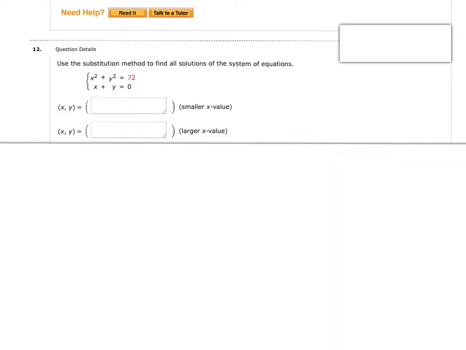All right, next up here, this one I would use substitution again. I would say x equals negative y, so I could do y equals negative x. Either way, it doesn't really matter. So I'm going to go ahead and plug that back in, and then it really turns into the same idea as the previous question. So I'll let you guys go ahead and try that one out.